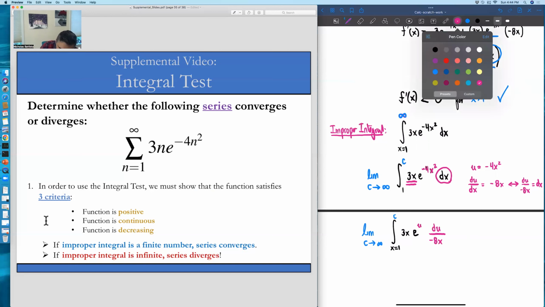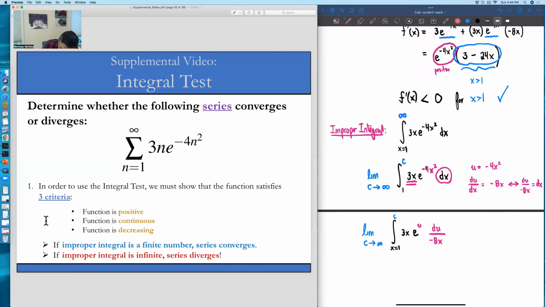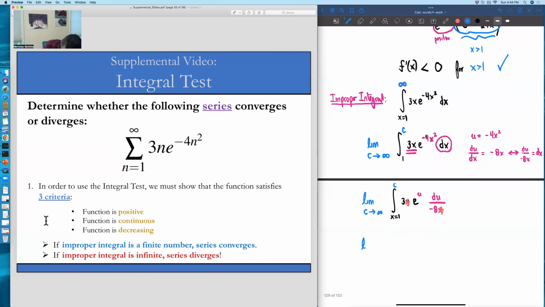So what we'll see happen right here is that the x's will cancel out. So the integral that we're considering is the following integral. We still have the limit as c goes to infinity from x equals 1 to c of 3 over minus 8. And again, we could take that constant and put it in front of the integral if we want, times e to the u du.